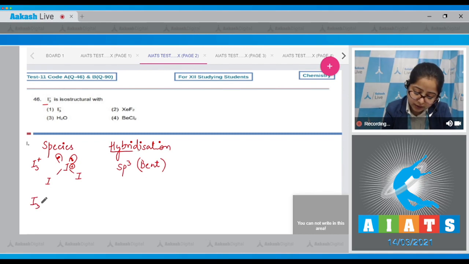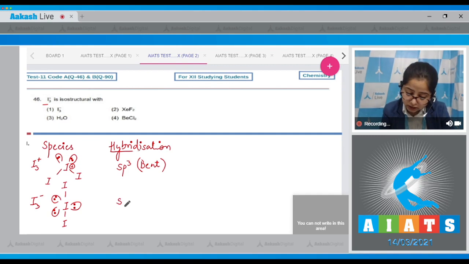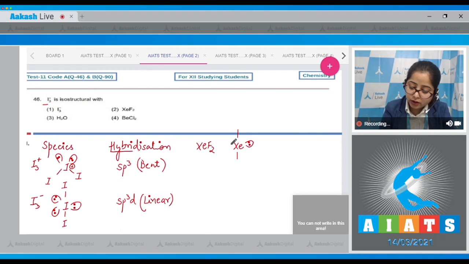Moving to next, I3 minus. Here iodine is surrounded with two iodine atoms and three lone pairs. So the hybridization of central iodine atom is sp3d and its shape is linear. Moving to next molecule, which is XeF2. Xe is surrounded with two fluorine atoms and three lone pairs. So the hybridization of xenon is sp3d and the shape is linear.